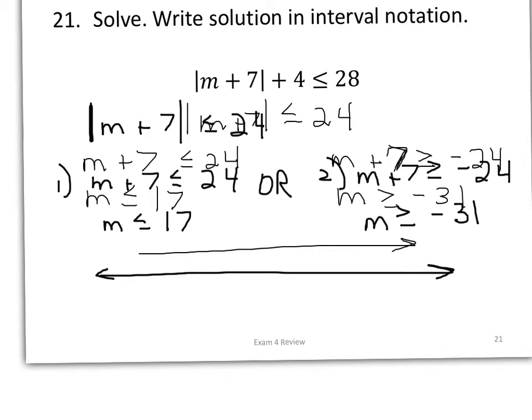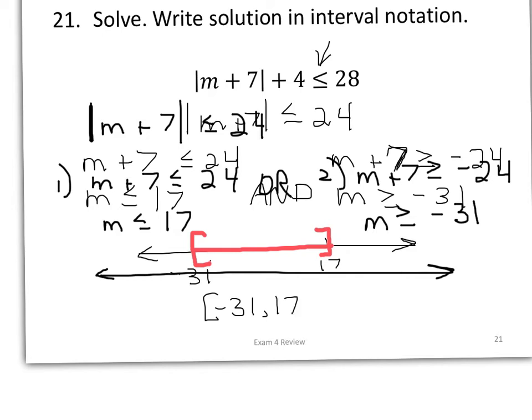So what that means is when you have a less than or equal to or less than, you have an "and" situation where both conditions have to be true. So here you have 17 and here you have negative 31, and m has to be greater than or equal to negative 31, and it has to be less than or equal to 17. So it's going to exist in here. And the way you write that interval is simply negative 31, 17.